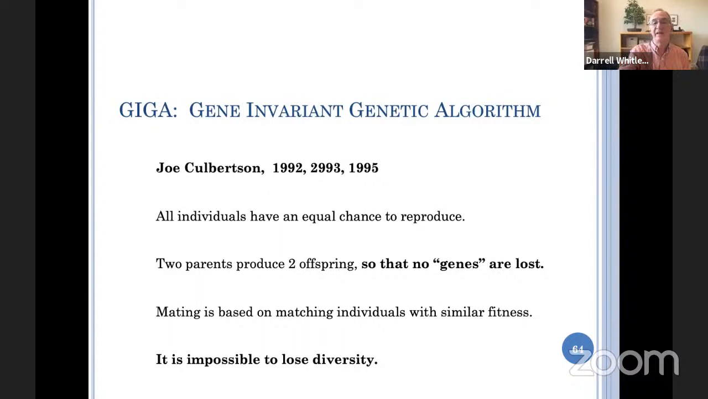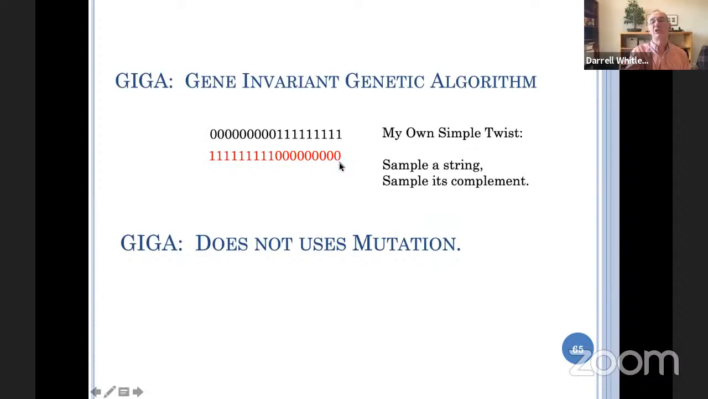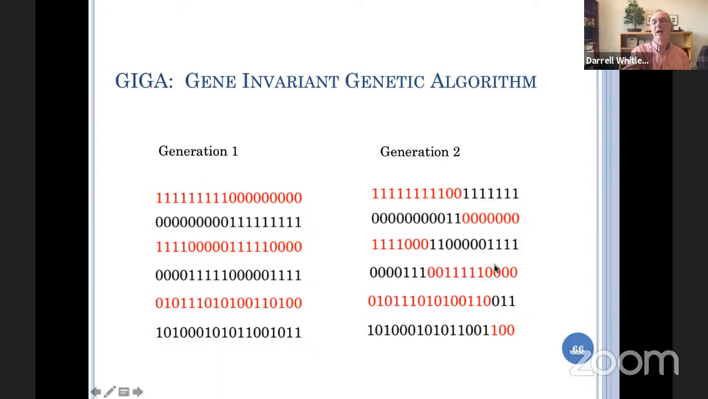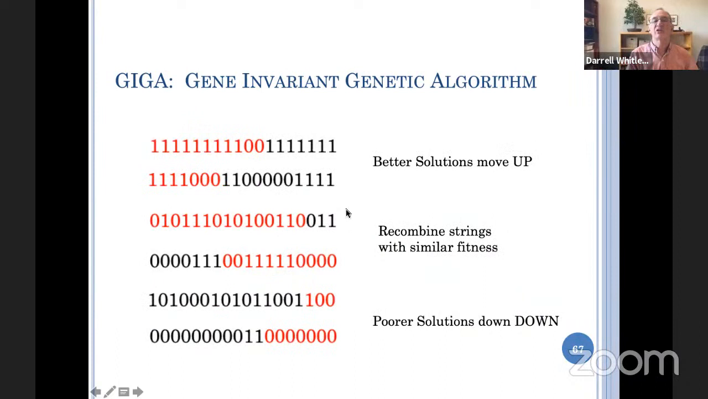So what I'm going to do is generate a binary string, and then generate its complement to make sure that every bit is represented with an equal frequency. So here's a population I've generated with strings and their complements. I apply crossover. I start to apply selection, except I don't really apply selection. What I do is I allow the better solutions to move up in the population, the poorer solutions to move down in the population, and then I recombine strings with similar fitness.